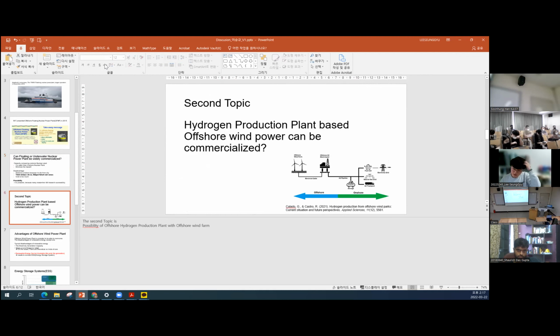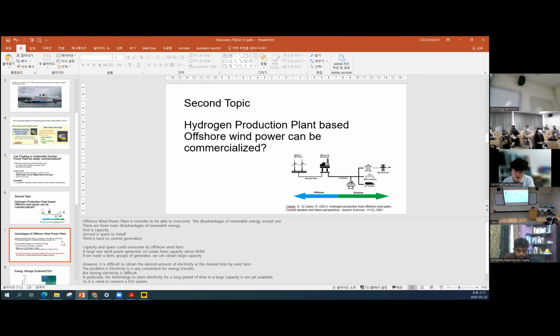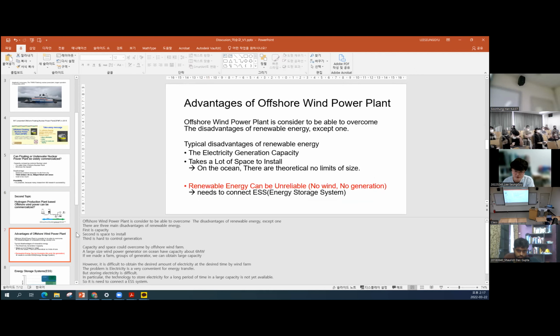I prepared the second topic: whether a hydrogen production plant based on an offshore wind power plant can be commercialized. At first, I will introduce the advantages and disadvantages of the offshore wind power plant. Offshore wind power is considered able to overcome the disadvantages of renewable energy, except one.